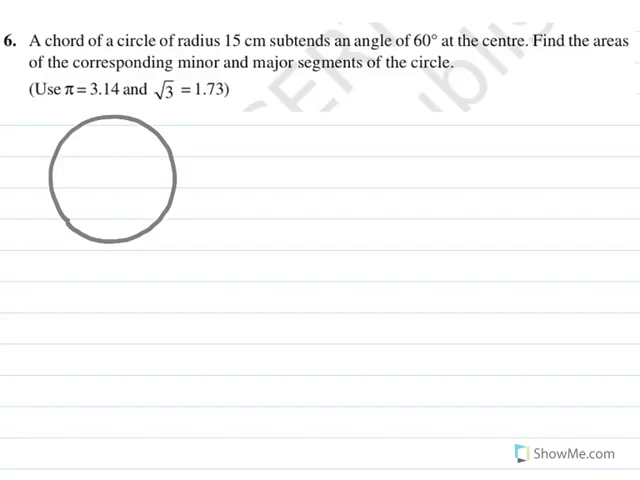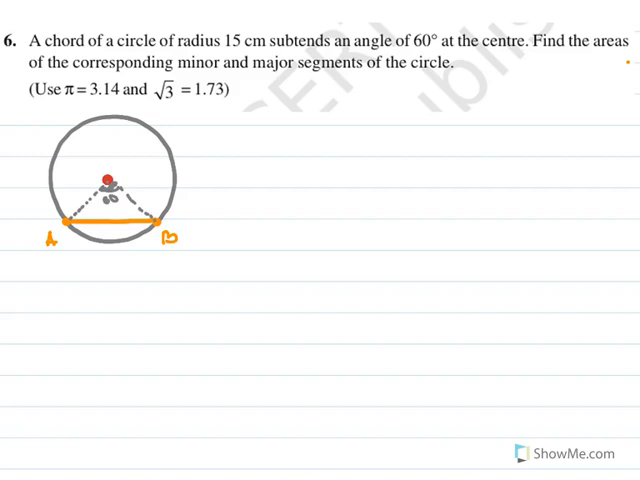A chord of a circle of radius 15 centimeter subtends an angle 60 degrees at the center. So we need to draw the chord first. So here A and B, and if this is the center of the circle, here will be our chord AB, and this chord subtends an angle of 60 degrees. So here this is the angle it subtends, and this angle is given as 60 degrees.